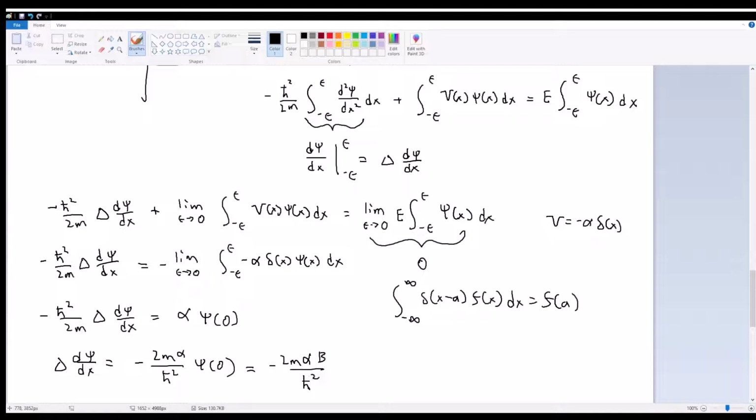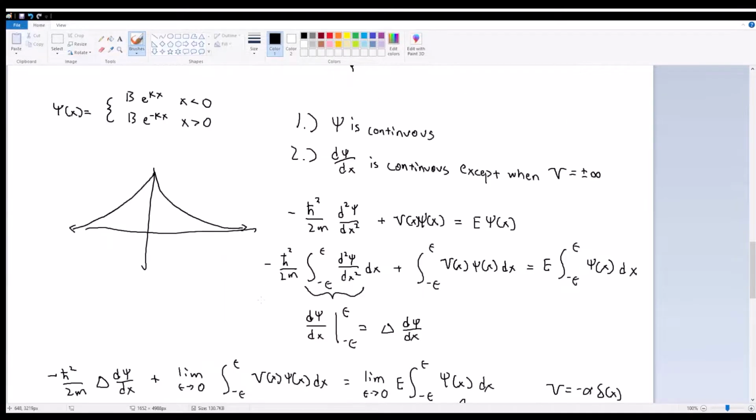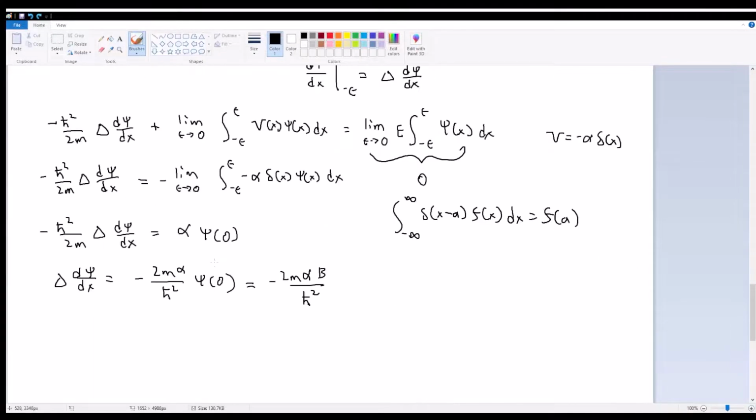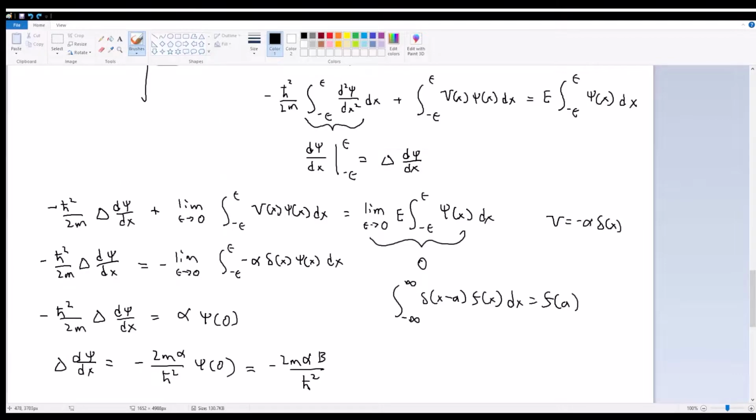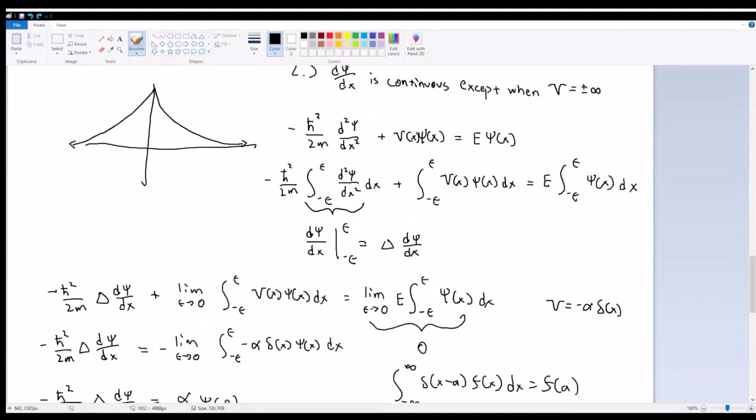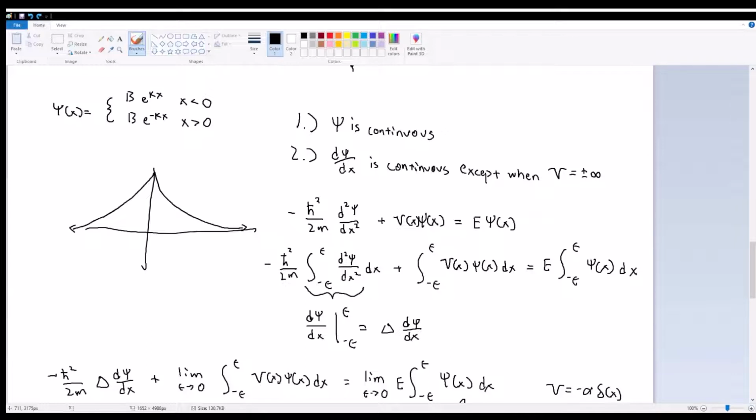And what this is saying is that the derivative of psi with respect to x has an instantaneous change of negative 2m alpha b over h bar squared as we go from the left side of 0 to the right side of 0. That seems to make sense because it's increasing, the derivative is positive, and then it gets to the origin and instantaneously changes to negative. Physically that makes sense, and mathematically we've shown that in the case of v being an infinite potential, such as a Dirac delta, the derivative of psi isn't necessarily continuous.